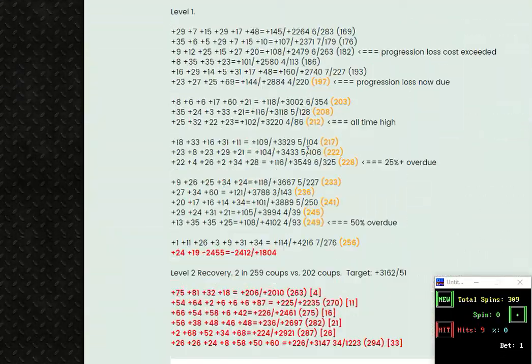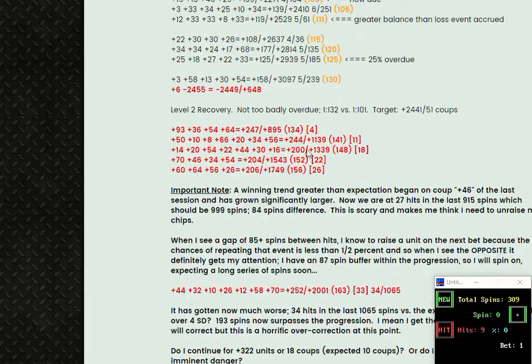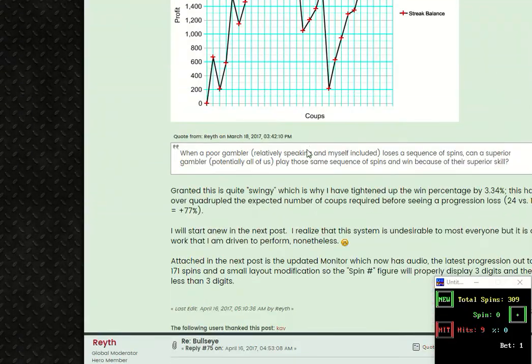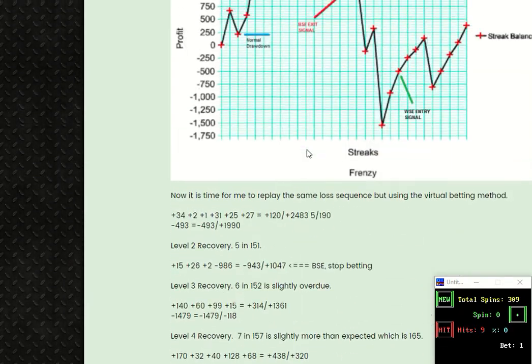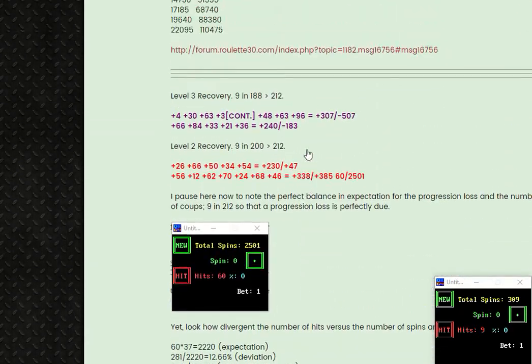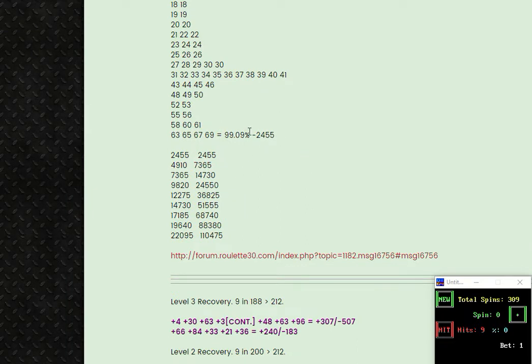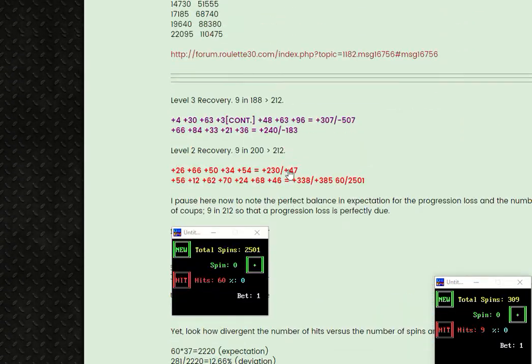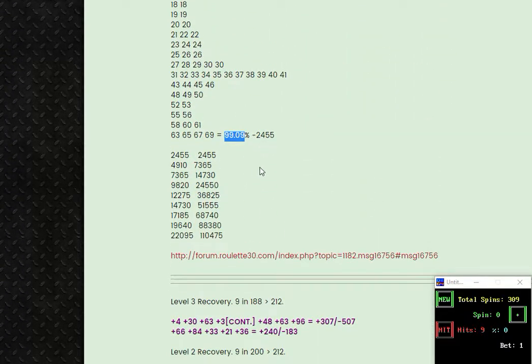Let's see, it's going to be right here. I can't believe they go all the way up here, really? No, it can't be. I must have missed it. Anyway, there it is. Parabola figure, 99.09% by the time you get to the last bet. That's the parabola figure. So the parabola figures determine how often we have a progression loss event. This is every 101 spins. Every 101 spins we'll have a progression loss event. That's how we determine that.